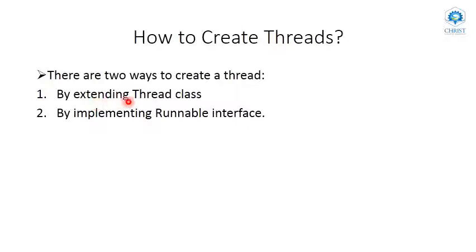Another way of creating threads is implementing runnable interface. So here we have to take care of these two keywords. One is interface and the other one is implementing. To use an interface in a Java program, we have to implement the interface. So runnable is an interface, thread is a class. By inheriting thread class we can create threads. At the same time, by implementing runnable interface also we can create threads.